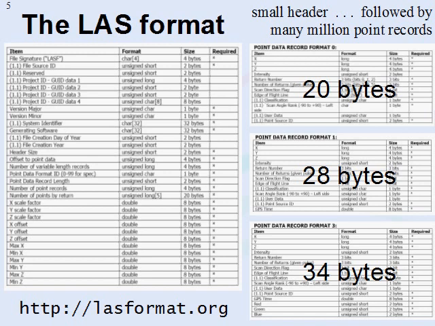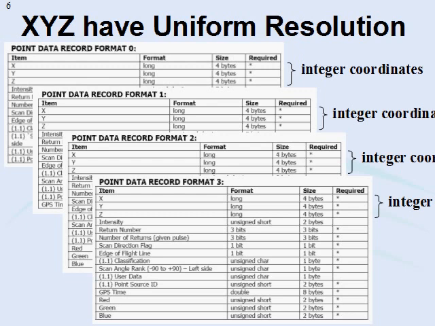It is a very simple format. It has a simple header, and then depending on the point type you choose, you just have the same record, commonly the 28-byte record, point data format 1, repeated again and again and again. That's the file. It's very simple to write a parser, a reader, and a writer. The nice thing about this is the coordinates have uniform resolution. That means every point gets the same number of digits after the decimal point.